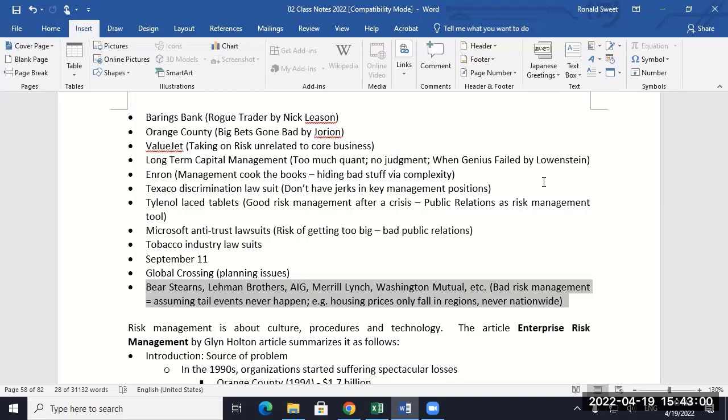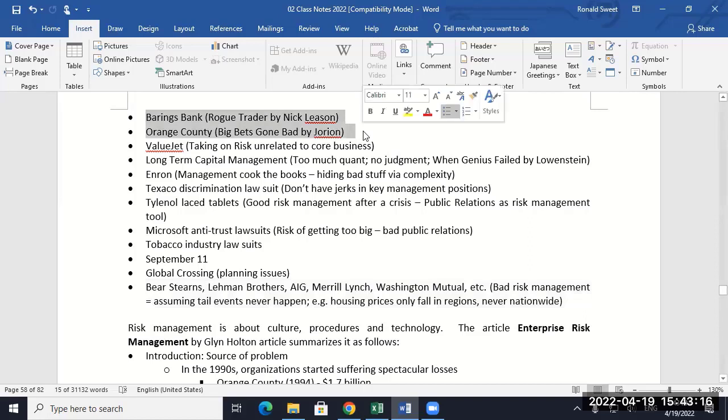There are some great books that you should read on 2008. Several of them have come out, just excellent books. Why do these things happen? You notice several of them were one person. One person brought the entire firm down.